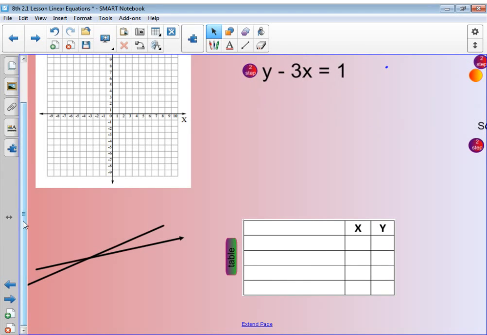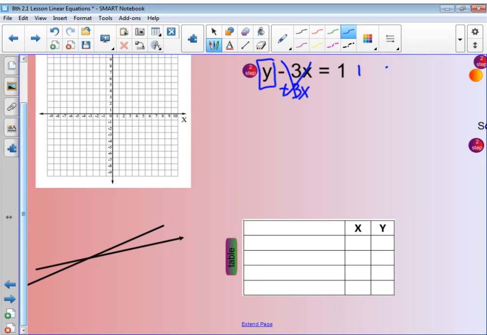Okay, so we're gonna go ahead and solve for y. So we wanna get y by itself. The nice thing is on this one, the y is by itself, it doesn't have a number, but we still have minus 3x on the same side of the equal sign. So plus 3x to get rid of it. Plus 3x. I now have y left alone equals 1 plus 3x.